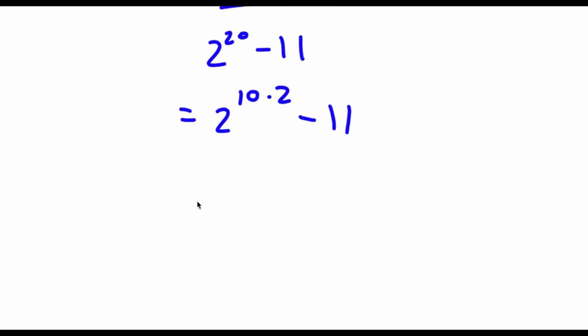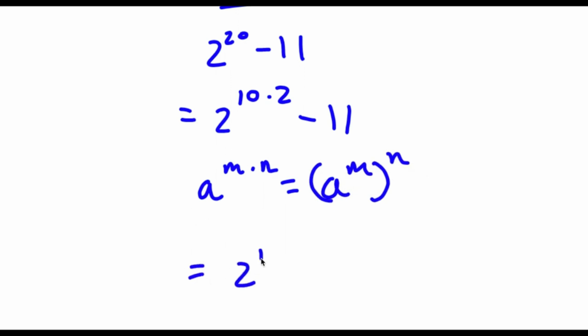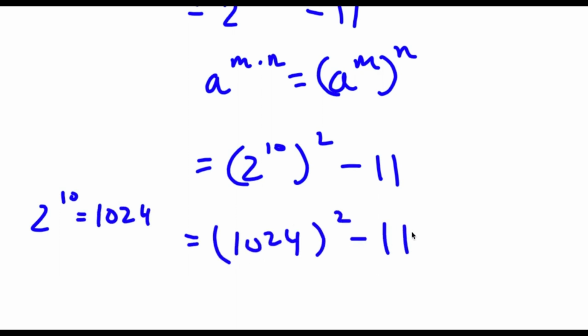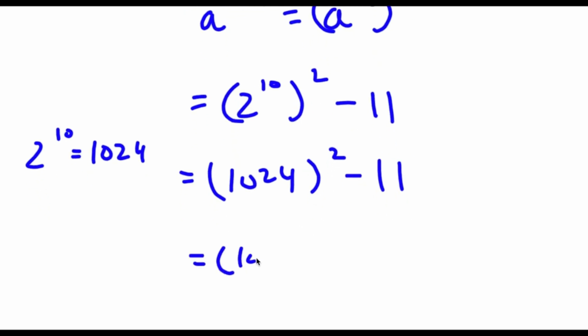And now, if I have something in the form a to the power of m times n, this is equal to a to the power of m to the power of n. So in this case, this is going to equal 2 to the power of 10 to the power of 2 minus 11. Now 2 to the power of 10, this is equal to 1024. So now I have 1024 to the power of 2 minus 11. And 1024, I can rewrite as 1000 plus 24 to the power of 2 minus 11.